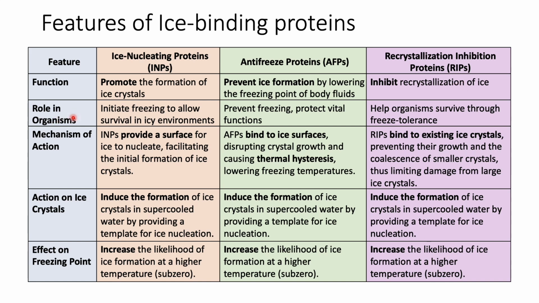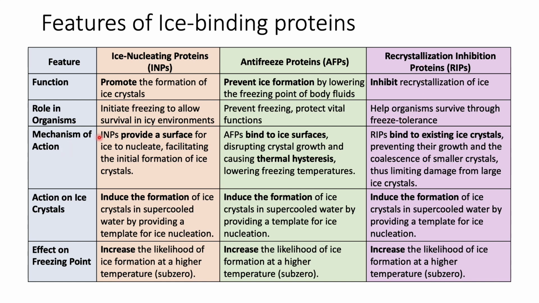So what is the role in the organisms? The ice nucleating proteins initiate freezing to allow survival in icy environments, whereas the antifreeze proteins prevent freezing and protect vital functions. The recrystallization inhibition helps organisms survive through freeze tolerance. So we have seen freeze avoidance and freeze tolerance. So these actually do freeze tolerance.